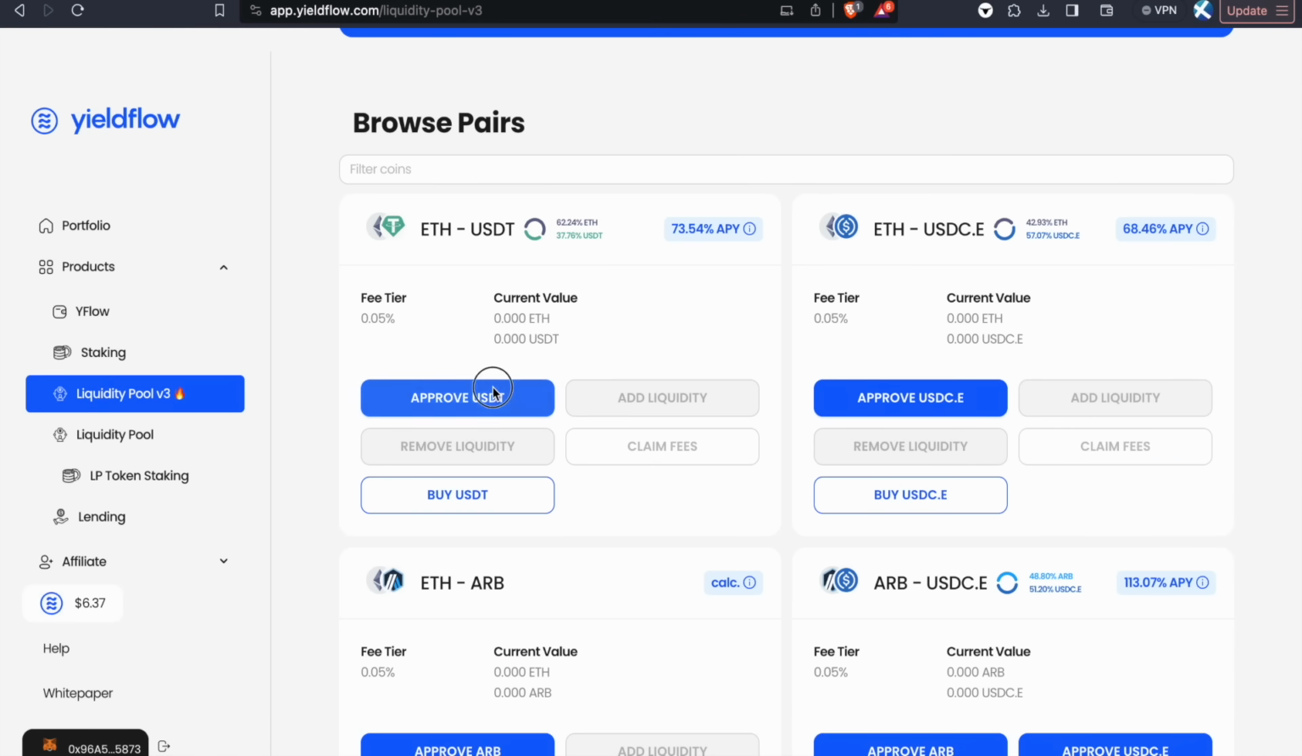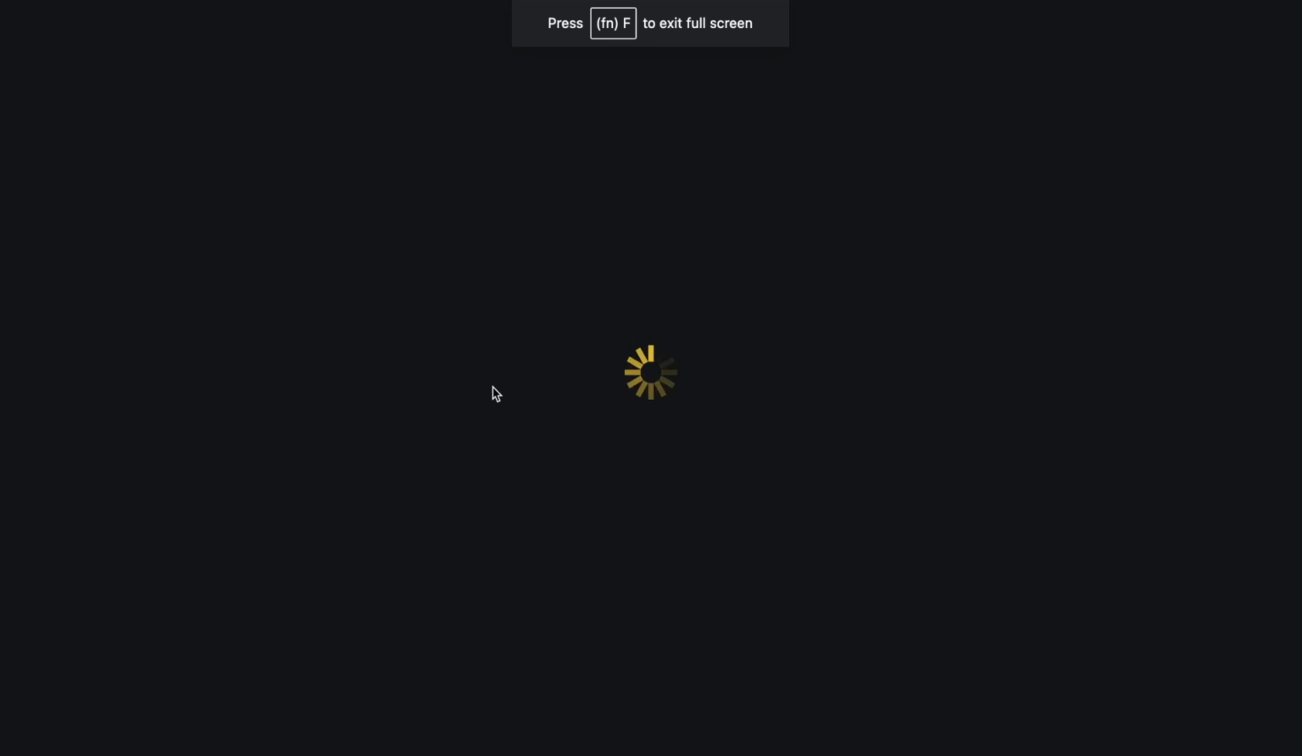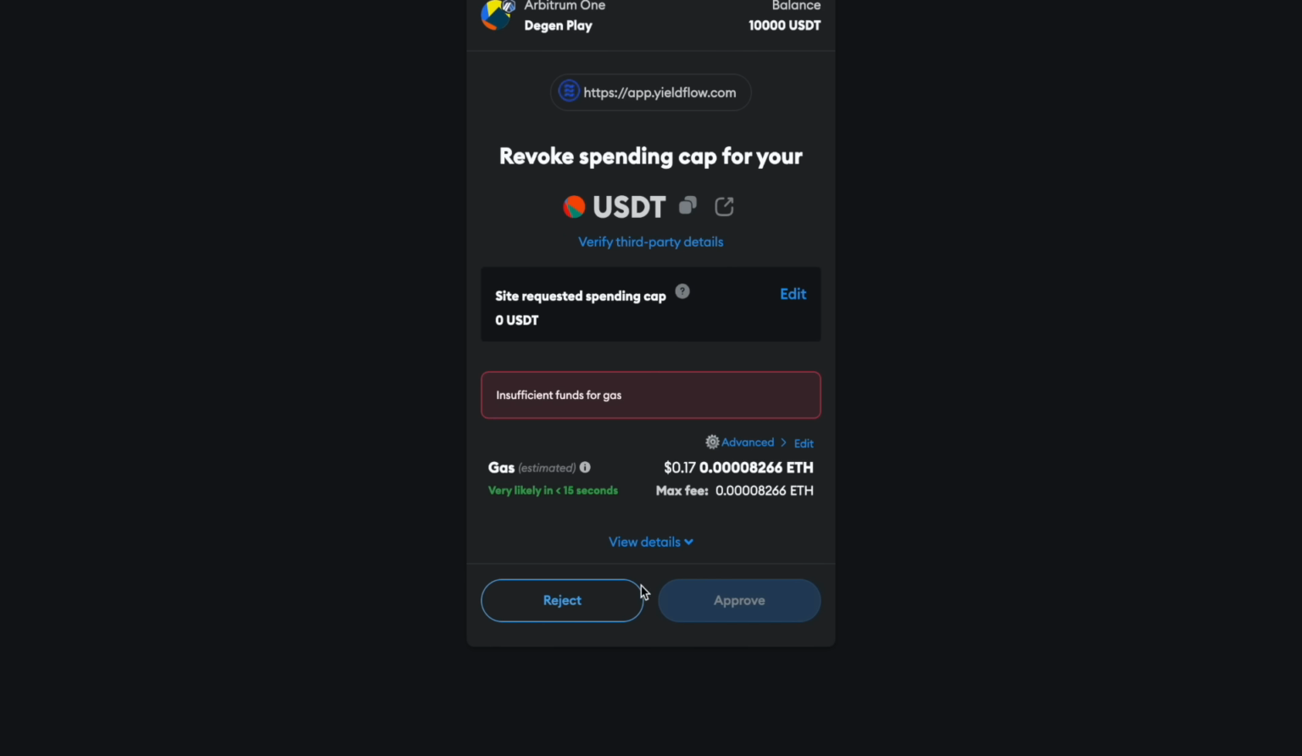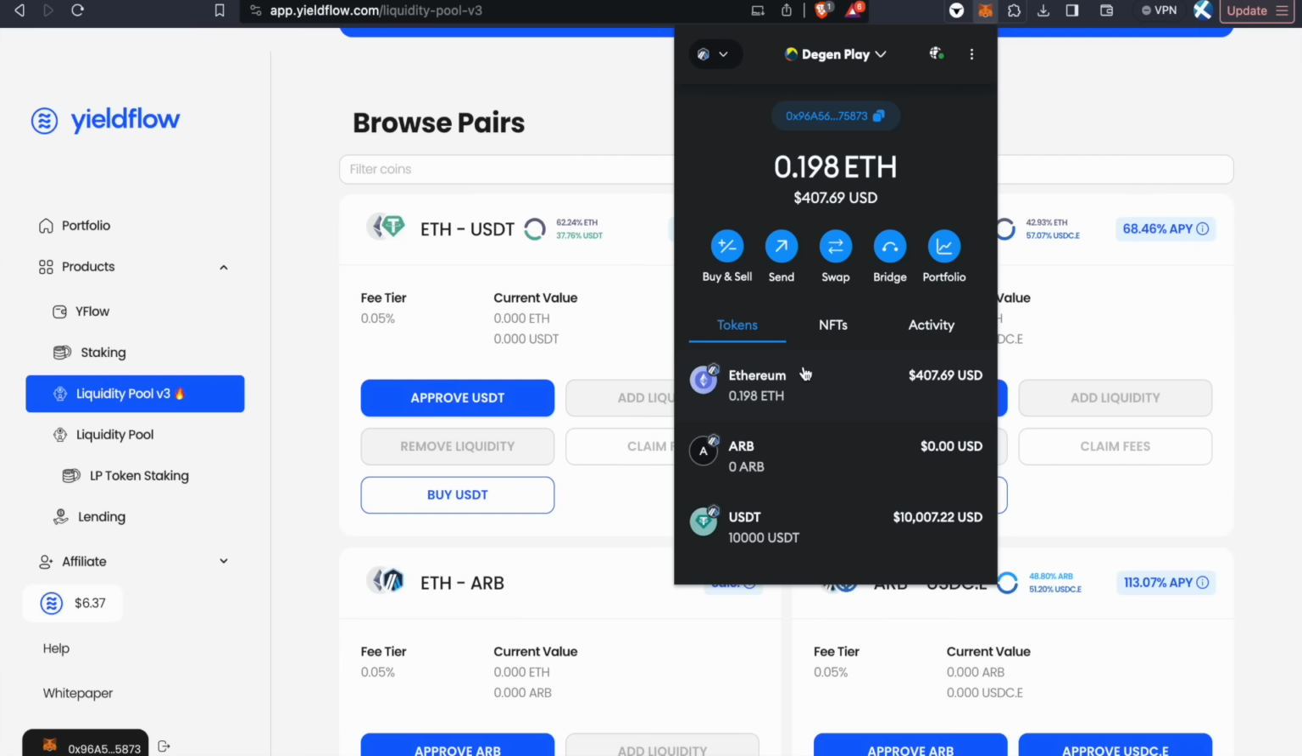But first step, after we connect the wallet, is to approve the USDT. Oh, and I do realize I do need some ETH for gas. Let me get there real quick. And yes, now you can see we're actually starting off with 10,000 and then just under 0.2 ETH.